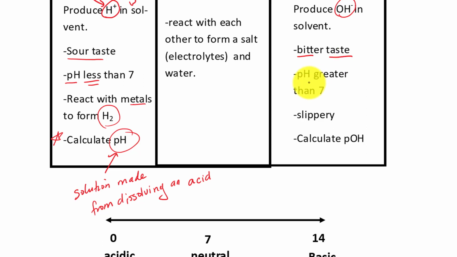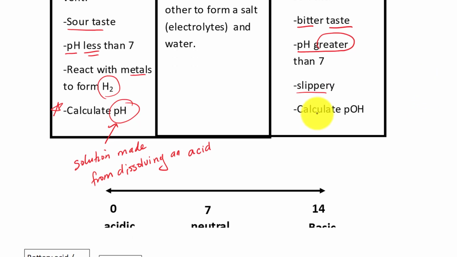But on a pH scale, remember acid and base are kind of opposite to each other. In this case, if acid is less than 7, the pH for a base would be greater than 7 on a pH scale. And another characteristic of bases is they are very slippery. Think of soap. When you think of bases, think of soap, like hand soap.